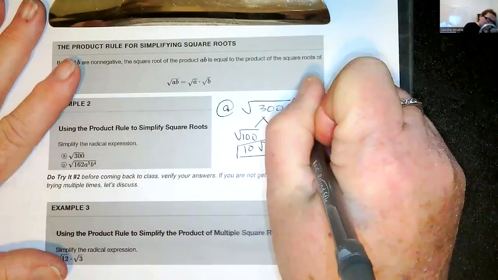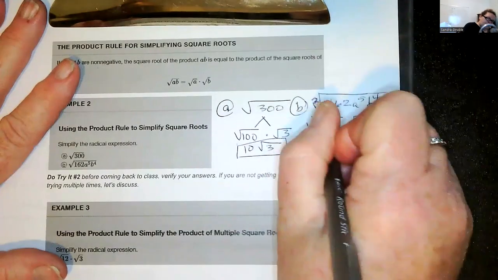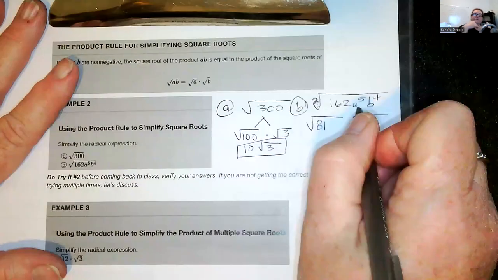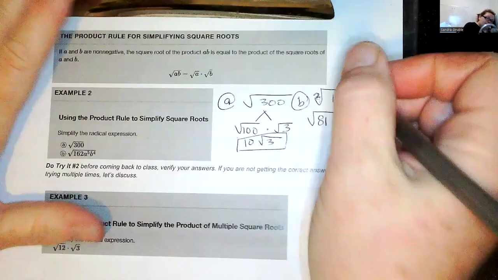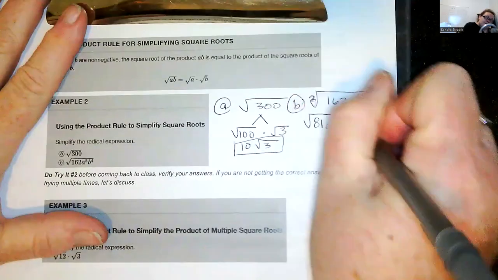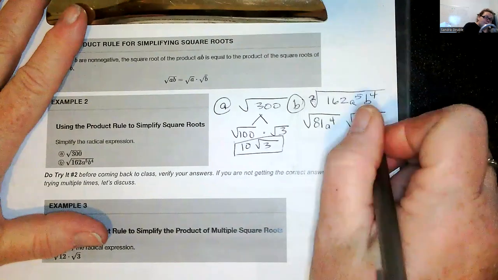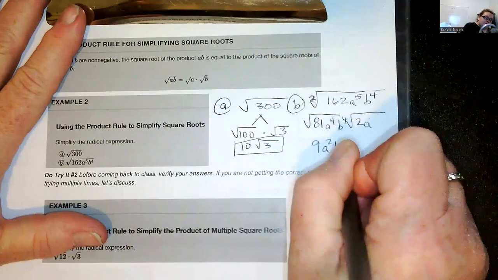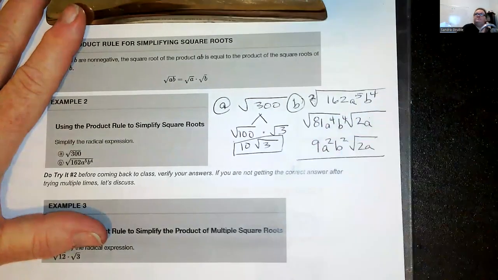So I'm going to break this down into 2 different ones. The first one's going to be 81, and it leaves me a 2. And then for A to the 5th, you need to have even exponents since it's a square root to pull out. So A to the 4th, and that leaves me an A, because A to the 4th times A is A to the 5th, and then B to the 4th. So that's going to give us 9 A squared B squared square root of 2A. And that's our answer for that. All right.